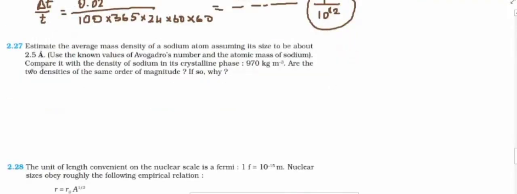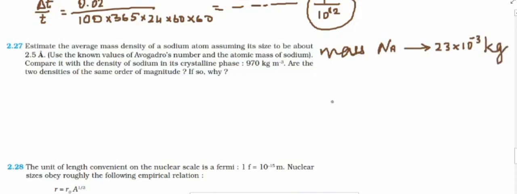Then next, question 27. Estimate the average mass density of sodium atom. The size of the sodium atom is given as 0.5 angstrom, which you can take as the radius. So how can you calculate? Here we have the mass of 1 mole. 1 mole means Avogadro number of sodium is 23 gram. Its molar mass is 23 into 10 power minus 3 kilogram. That is the molar mass of sodium.